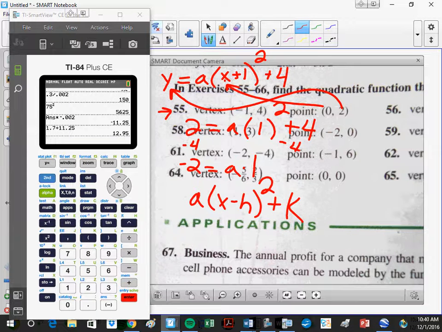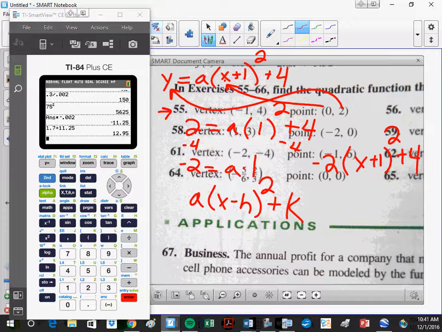So my final result is negative 2 times x plus 1 squared plus 4. That's one way to do it. Now, you might forget that. Let me show you the other way to do it. It's going to be a little bit more of a headache, but sometimes you get stuck on a test and you have to work things the long way because it's the only way you can figure it out.